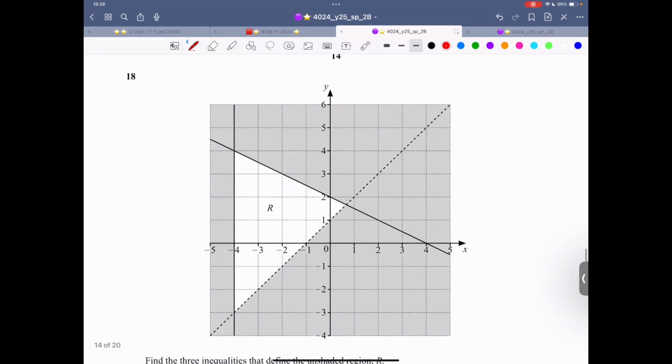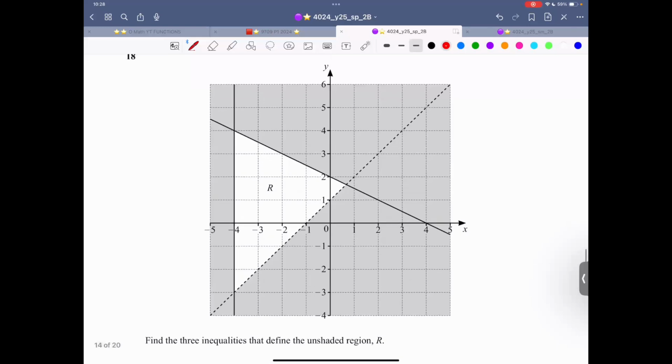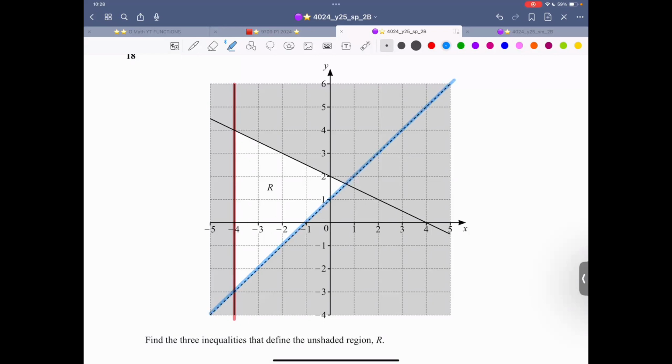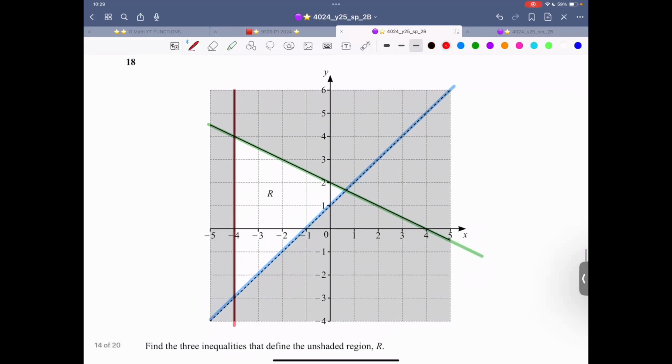Let's move on. Question 18. Find 3 inequalities that define the unshaded region R. First thing first, this equation right over here. First, let me label it. First one. Then this is the next one. This is dotted. Then the third one, that's the green one. All good?